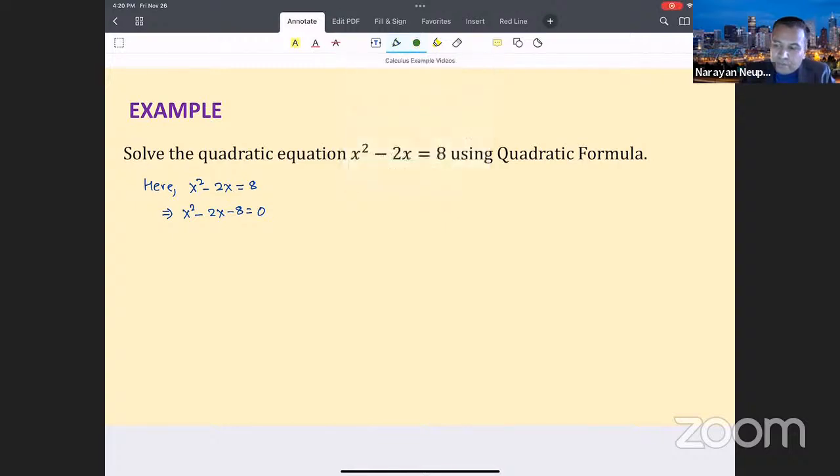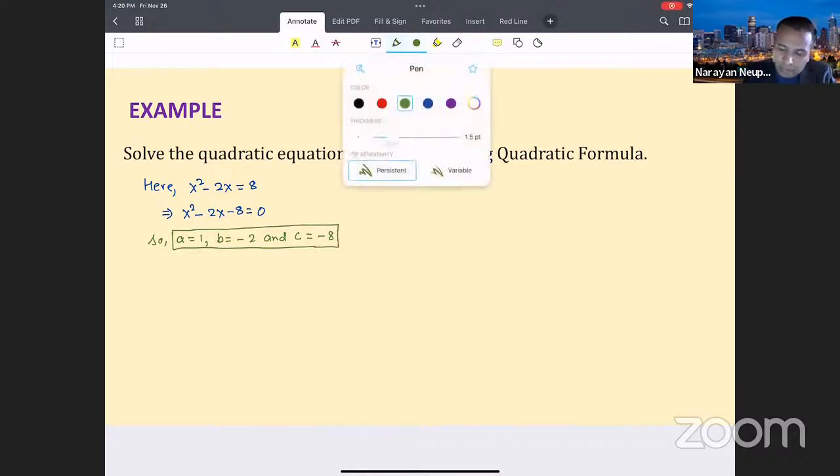Here, we can now find the values of a, b, and c. The coefficient of x squared, here we don't see any number. That means there is 1 or 1x squared. So a is equal to 1. b is the coefficient of x, which is a negative 2. And c is the constant. And the constant here in this equation is a negative 8. So we have a, b, and c from the equation. And we need these values in order to plug in to the quadratic formula.